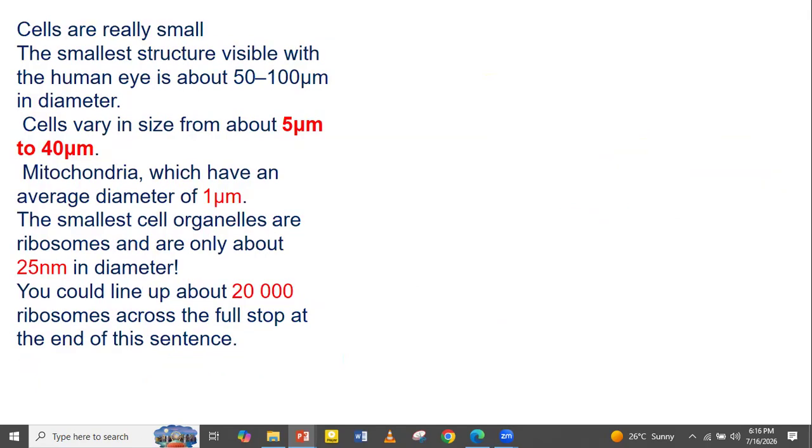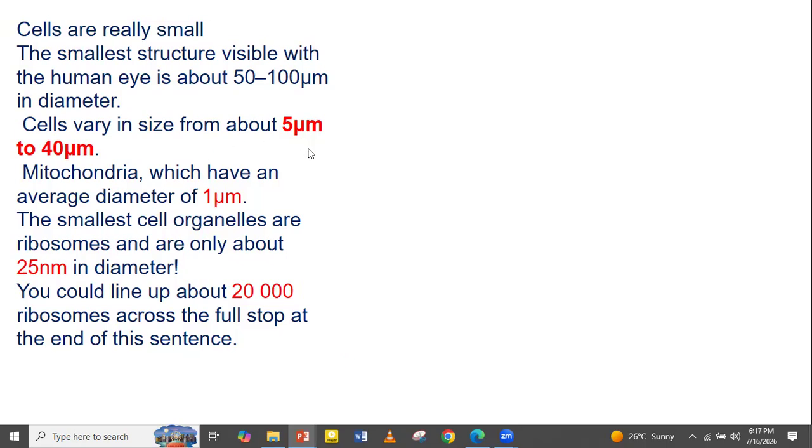Remember that cells are really very small, and you can imagine that the smallest structure your eye can see is around 50 to 100 micrometers in diameter. And cells are way much smaller. Cells vary from 5 micrometers to 40 micrometers. That is the reason why you cannot see them with your naked eye. That is why you need a microscope to aid you in seeing these tiny, tiny structures.